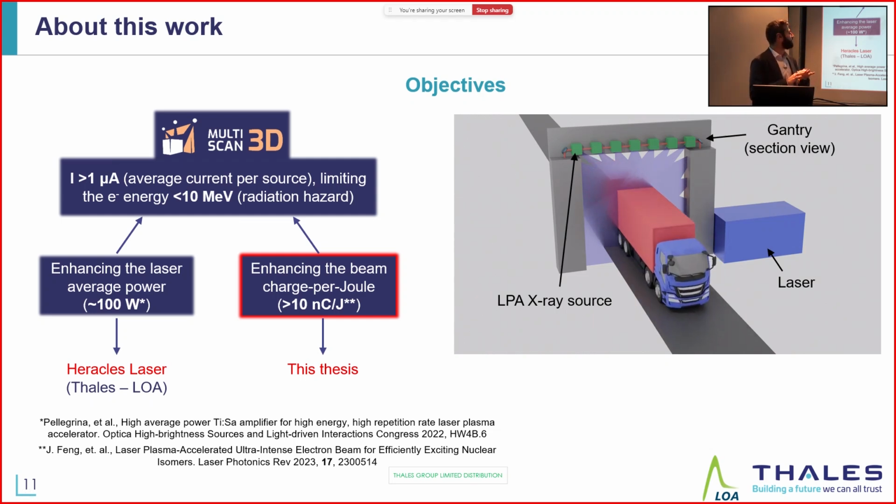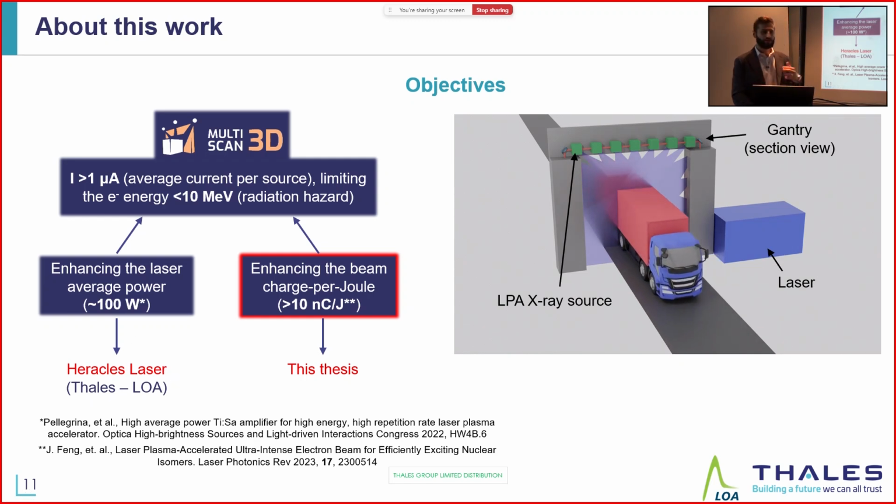Now, regarding the 1 microampere milestone, that's going to be achieved working on 2 different fronts. We need to improve the laser system. We need to gain a factor 10 on the laser average power. Current laser systems have average powers of 10 watts. We need to get to 100. And there's an ongoing project between Thales and Laboratoire d'Optique Appliquée, specifically to develop what is called the Heracles laser, which would be a 100-watt laser system.